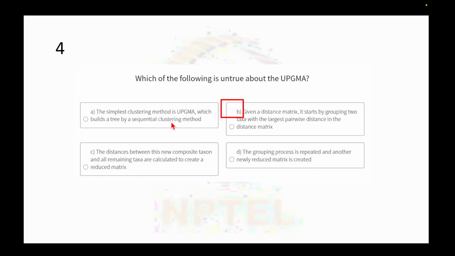So it's a sequential clustering method: we cluster 2, then we cluster the third taxon, fourth, fifth. So when we have a central taxon, we calculate the distance of the remaining taxa from this central taxon, and the grouping process is repeated, and then a newly reduced matrix is created. This is an iterative process that we see in the UPGMA method.